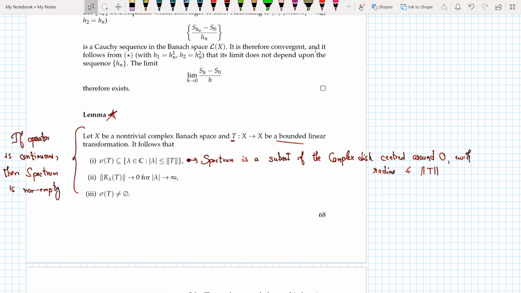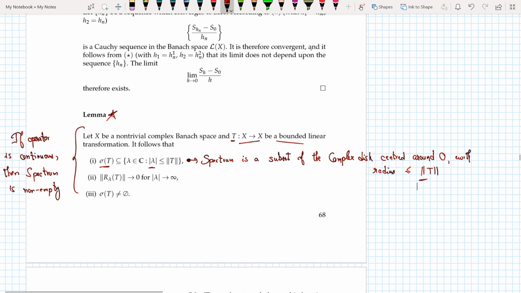Let X be a non-trivial complex Banach space, and T from X to X be a bounded linear transformation. Now it follows that the spectrum is a subset of complex numbers such that the norm of lambda is less than or equal to norm of T. So I should say mod of lambda rather than norm, because lambda lies in the complex plane. But anyway, it's essentially saying that the spectrum is a subset of the complex disk centered around 0 with radius less than or equal to norm of T.